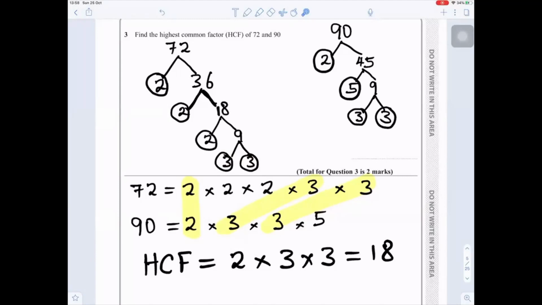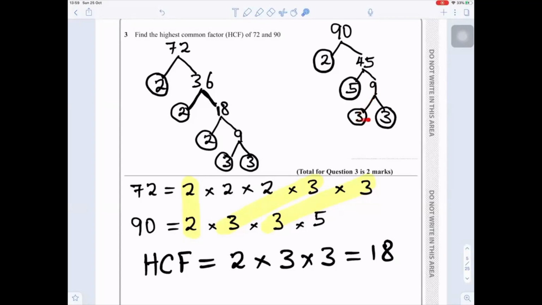3 and 3 are prime numbers. And you can list them. 72 is the same as 2 times 2 times 2 times 3 times 3. You can list the prime factors of 72. You do the same for 90 to work out the prime factors. Because it's an even number, I use 2 times 45. Half of 90 is 45. 2 is a prime number, we circle it. 45, 5 times 9. 5 is a prime number, you circle it.